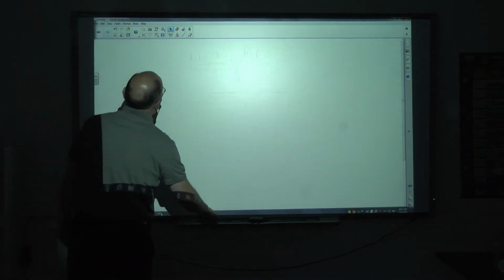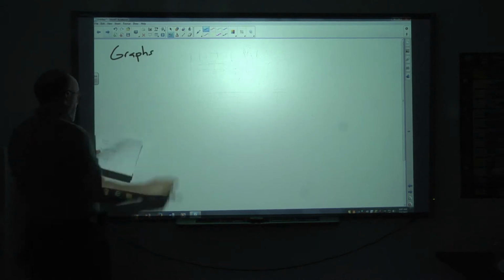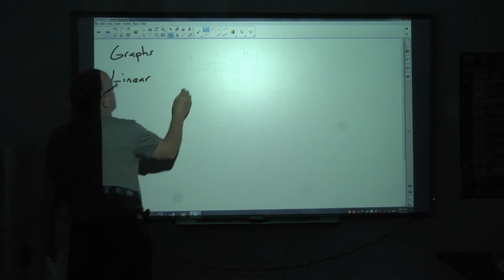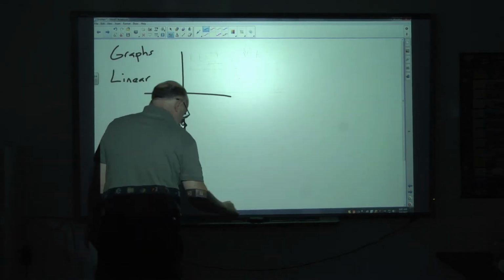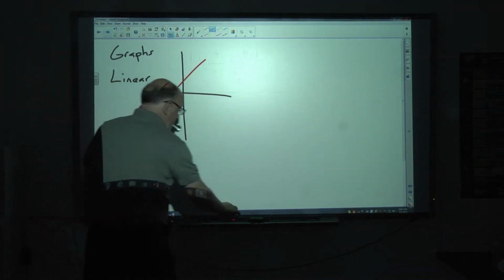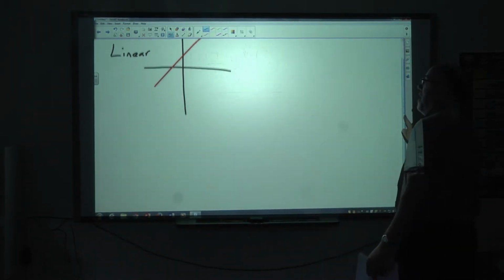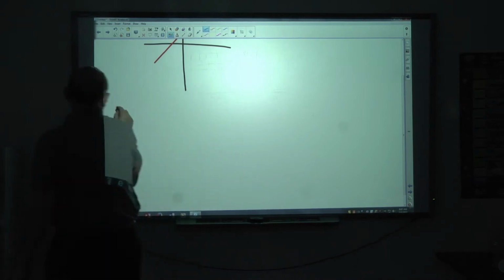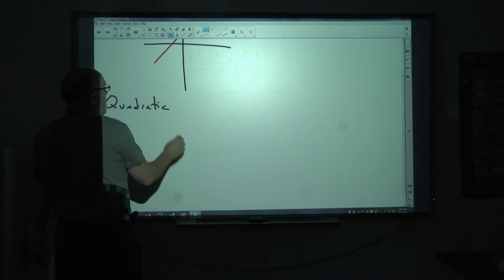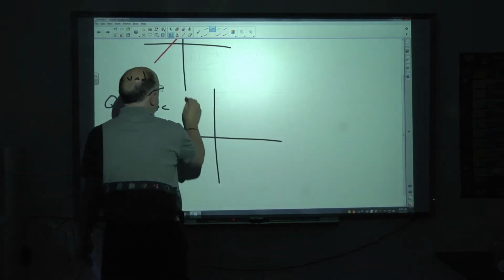Well, in terms of polynomials and graphs of these, we had last week a linear graph. Well, that goes something like that. We can have a quadratic graph, and a quadratic graph is one that looks something like this.